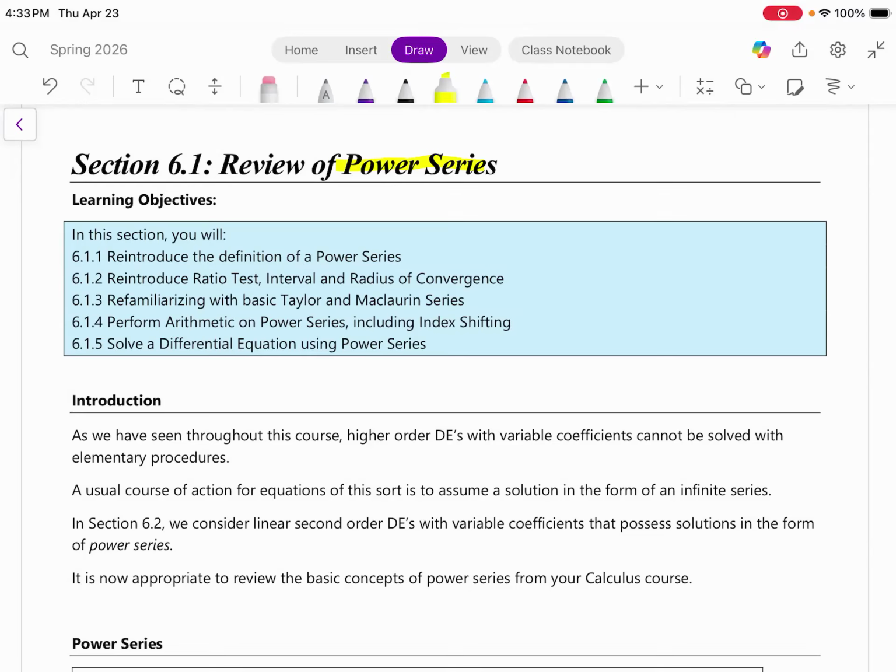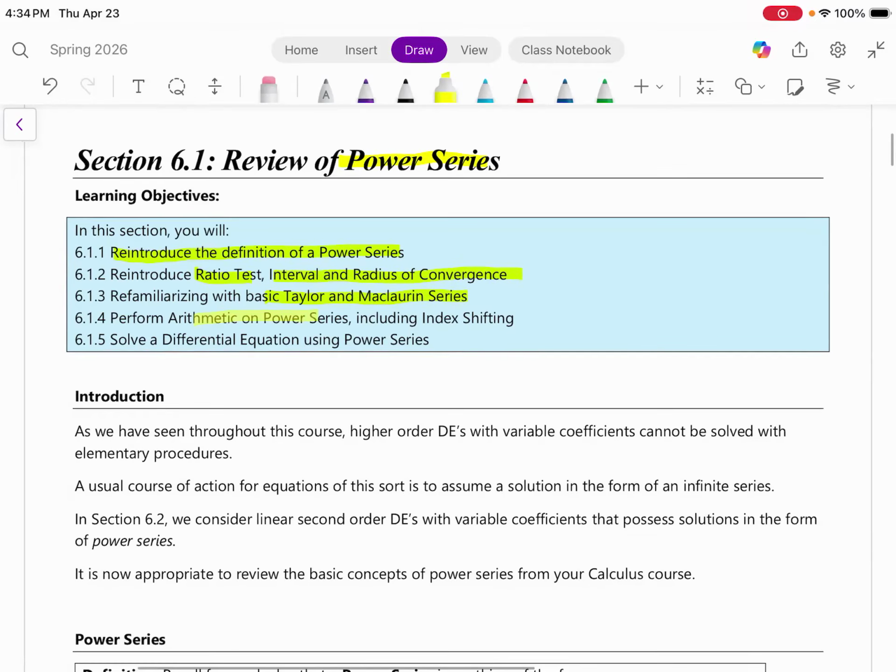We're going to reintroduce the definition of power series. We're going to reintroduce ratio tests, interval and radius of convergence. We're going to refamiliarize ourselves with basic Taylor and Maclaurin series. We're going to perform arithmetic on power series, index shifting, peeling off, and then lastly, we're going to solve a differential equation using a power series.